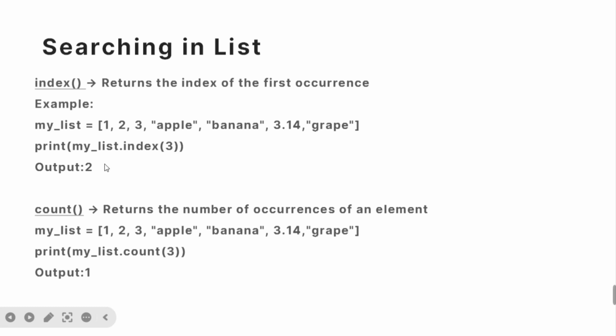In some scenarios, if the list contains 2, 3 values, it will print the index of the first occurrence, meaning wherever that 3 first occurred, only that index will be printed. Then the next method is the count method, which returns the number of occurrences of a particular element. For example, we are going to see in this list how many times 3 occurs. So we are counting that value. In this list 3 occurs once, so it will print the count of 3 as 1.